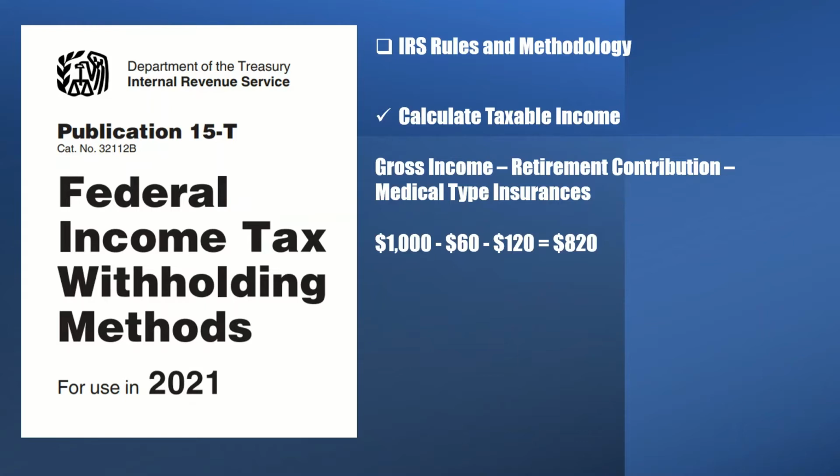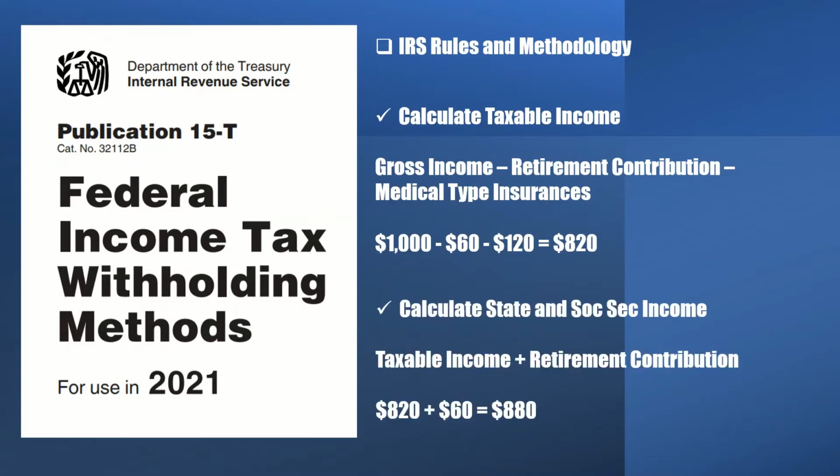So you take your gross income, in this case $1,000, subtract out the retirement contribution, which was 6% of 1,000, is 60, and then subtract out your deductible medical type insurances, 120. So this individual has a taxable income of $820 per week. You also need to calculate your state and Social Security incomes. Social Security income takes your taxable income and adds back in the retirement contribution. So it's $880 that is the Social Security taxable. And then in my state, Pennsylvania, that is also your state taxable income.